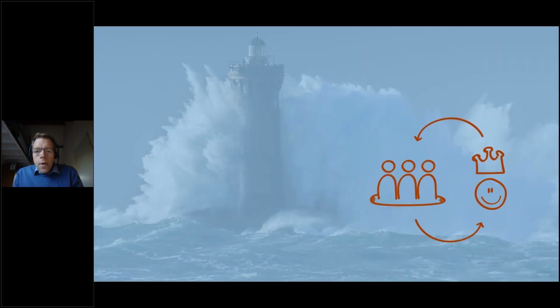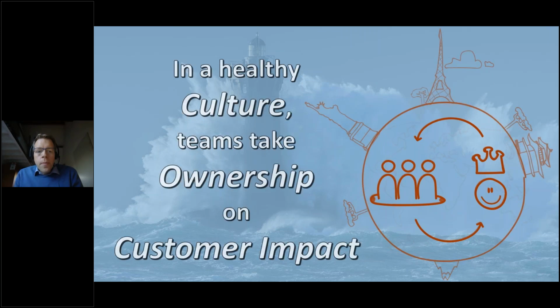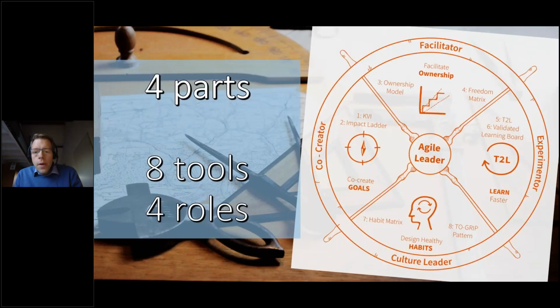So let's have a look again at the overview that we were talking about. It's the role of the Agile leader to really change the environment, because in a healthy culture, teams will take ownership on customer impact. And it's the new job of the leaders of the companies to create this environment for self-managing teams to thrive. In practice, these tools really help in creating this environment. And the tools are not the objective. The objective is to really change the environment and the mindset of the people and the leaders.